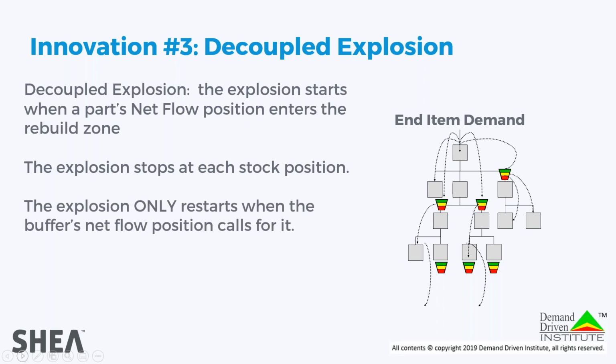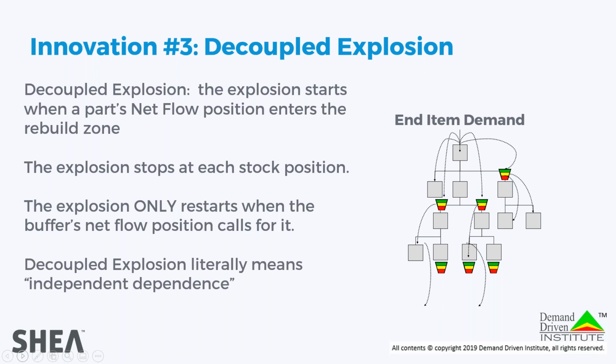So you can see any change in the end item demand, in this case, only affects 2 other parts. We don't have complete chaos by having every single other part in the bill of materials affected. Decoupled explosion literally means independent dependence.